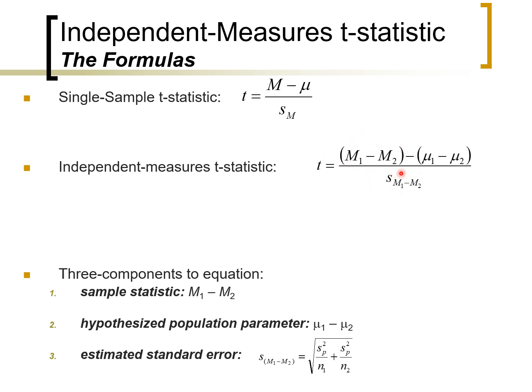And of course, we want this error to be low. If this is low, our mean difference is going to look bigger. Same mean difference, if this is high, our error is big, our t-statistic is smaller.